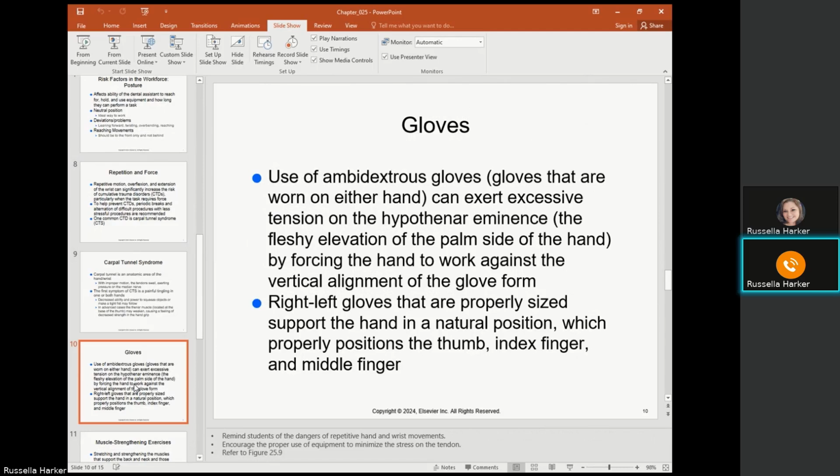If you're using right-left gloves, ones that are properly sized for each hand, where the right glove goes on the right hand and the left glove goes on the left hand, that supports the hand in the neutral position, which properly aligns the thumb, the index finger, and the middle finger. However, you're typically not going to be using those gloves. Those are used for sterile procedures and surgery. So most of the time, you're going to be using ambidextrous gloves.